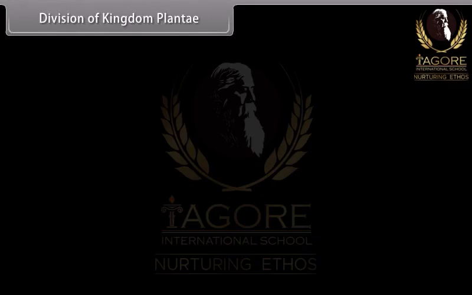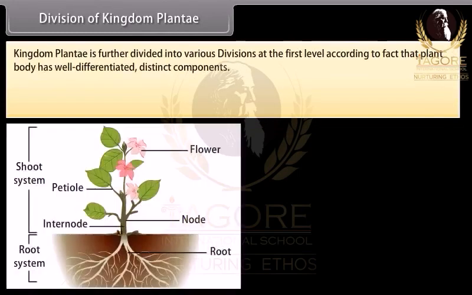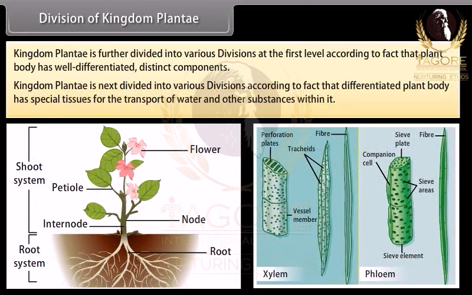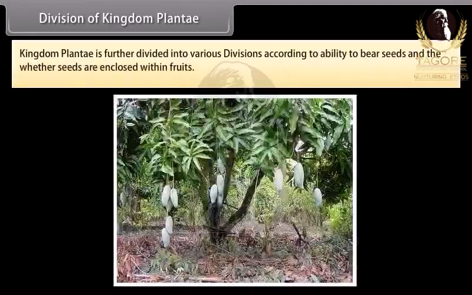Division of Kingdom Plantae. Kingdom Plantae is further divided into various divisions at the first level, according to the fact that the plant body has well-differentiated distinct components. Kingdom Plantae is next divided into various divisions according to the fact that the differentiated plant body has special tissues for the transport of water and other substances within it. Kingdom Plantae is further divided into various divisions according to the ability to bear seeds and whether the seeds are enclosed within fruits.